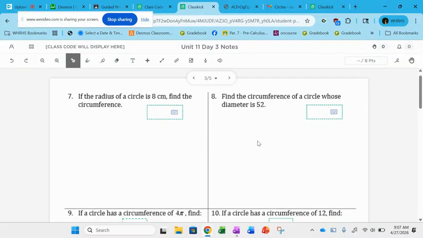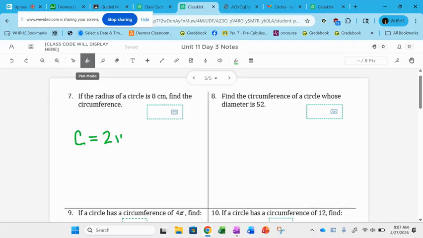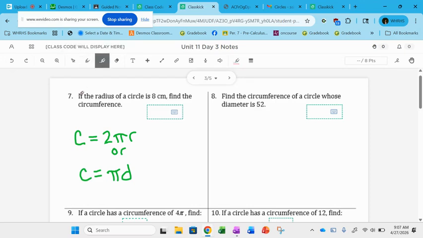Okay, if the radius of a circle is 8 centimeters, find the circumference. So now we have to remember the circumference formula. The circumference formula is C equals 2 pi r, or C is equal to pi times the diameter. Now, what is it telling me? It says the radius of the circle is 8. Since they're telling me the radius, do you think I'm going to use the formula with the radius or with the diameter? With the radius. Since they're telling me the radius, I'm going to use the formula with the radius.